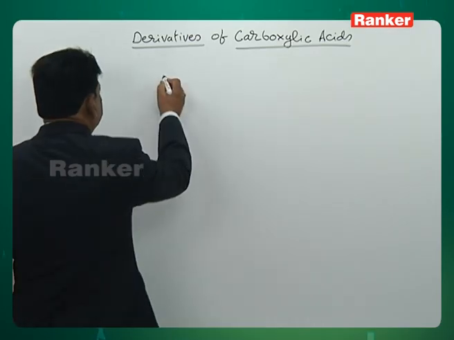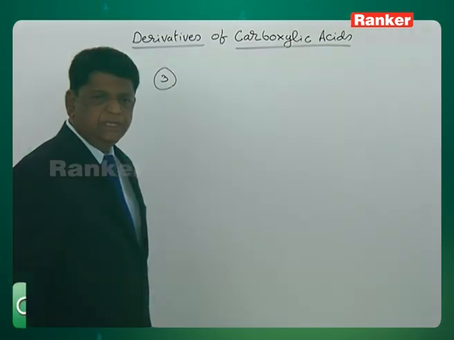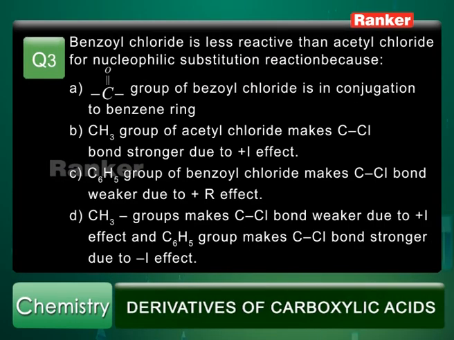So, let us go to question number 3. The question is, benzoyl chloride is less reactive than acetyl chloride for nucleophilic substitution reaction because of which reason; 4 different answers are given. A: the carbonyl group of benzoyl chloride is in conjugation with the benzene ring. That appears true, but it is not the reason. B: the methyl group of acetyl chloride makes the C-Cl bond stronger due to the plus I effect. C: the C6H5 group of benzoyl chloride makes the C-Cl bond weaker due to the plus R effect. D: the CH3 group makes the C-Cl bond weaker due to the plus I effect, and the phenyl group makes the C-Cl bond stronger due to the minus I effect.